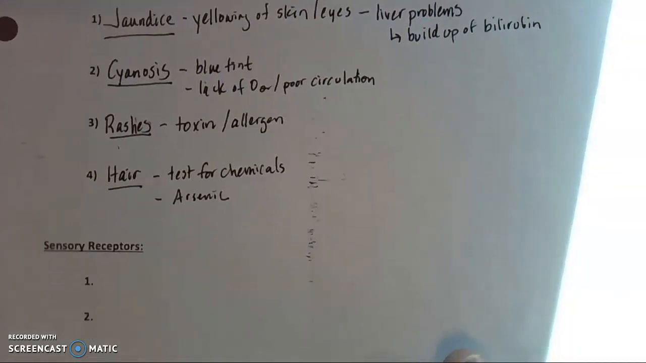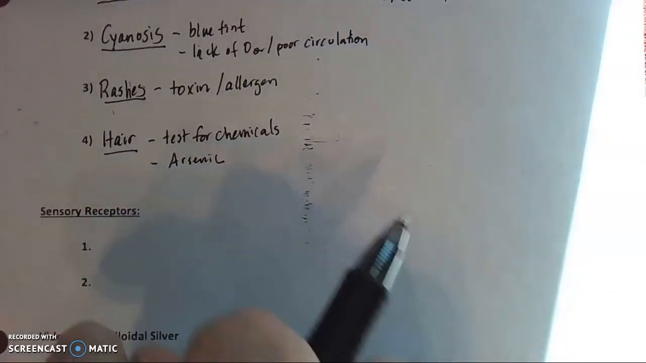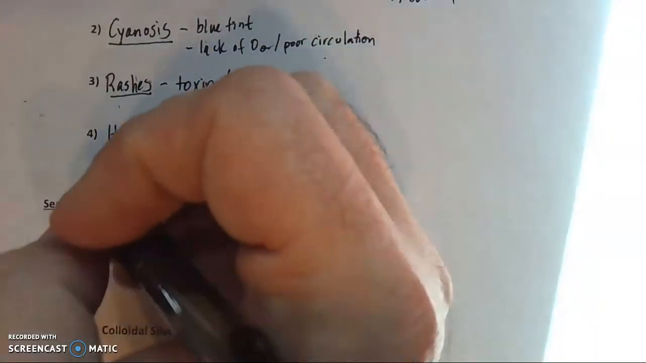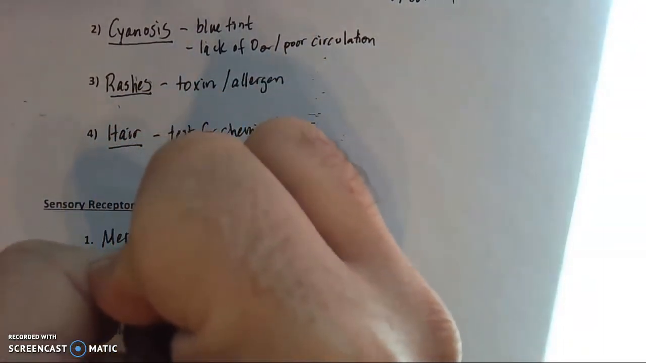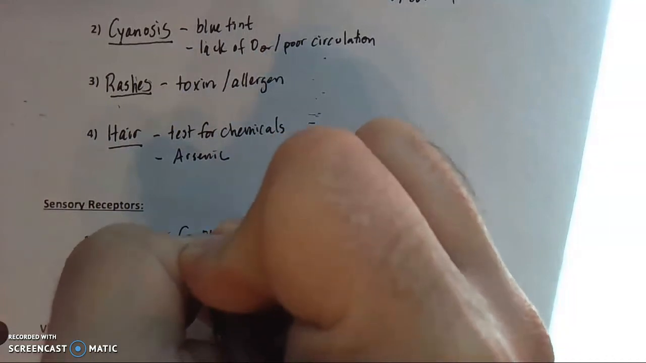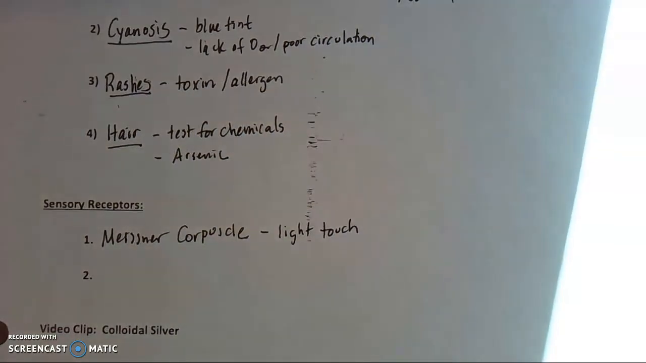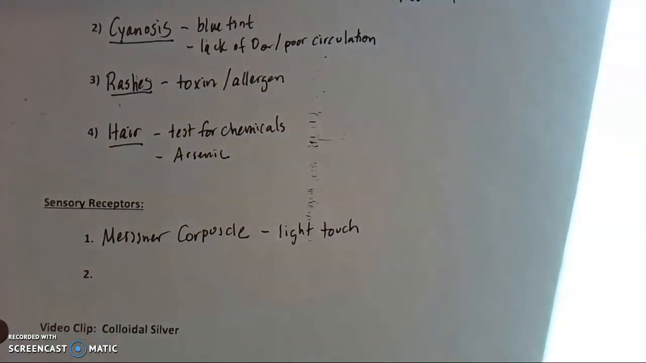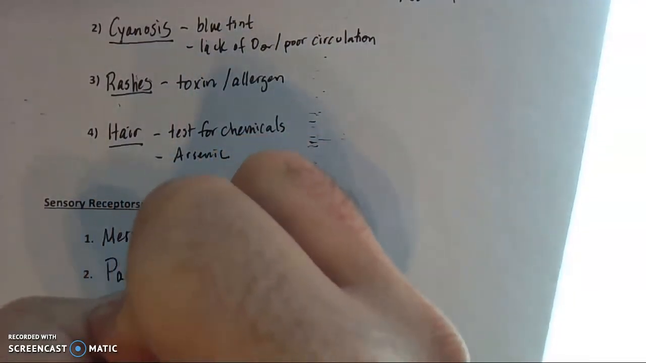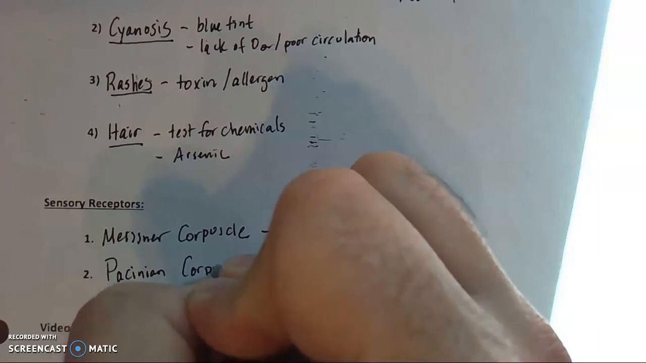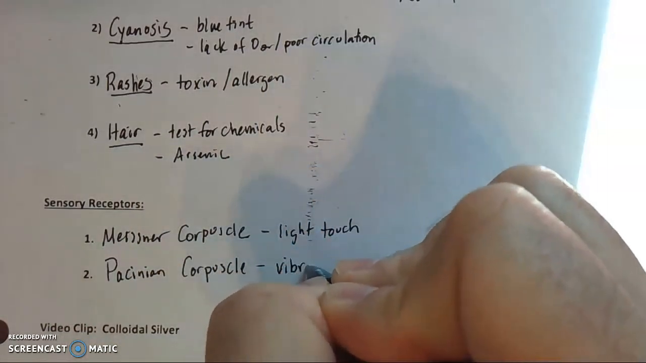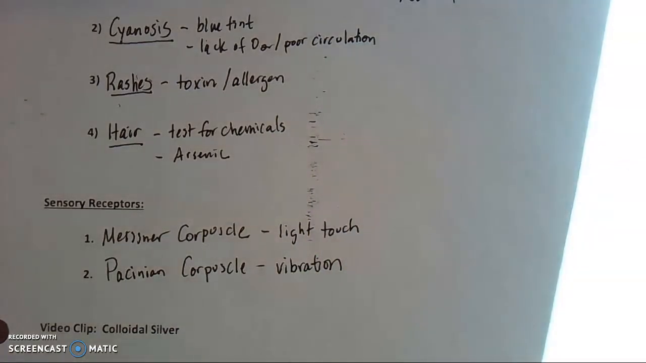The last thing that we'll mention in this video are two of the sensory receptors that are found in the skin. The first one is called a Meissner corpuscle, and it is responsible for light touch. So this is one of the nerve endings or sensory receptors that's found in the dermis that is responsible for light touch. The other one is called a Pacinian corpuscle. And this responds to vibrations. So both of these are touch receptors, but they do help with vibrations.